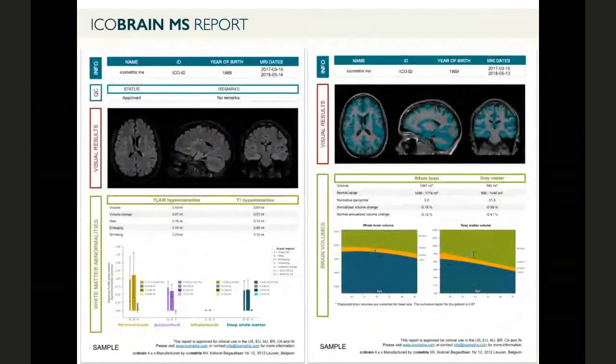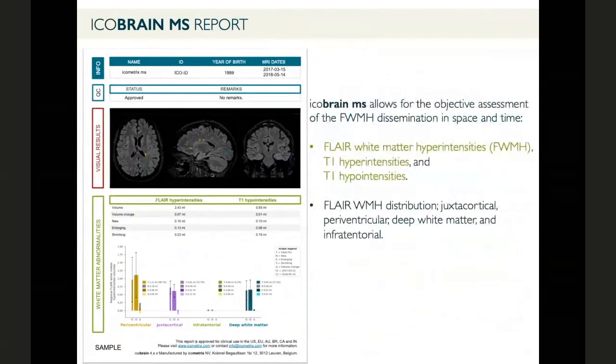This looks as follows. Our icobrain MS report consists of 2 pages and will first focus on the first page, which really focuses on the white matter abnormalities. So every page consists of the info section where you can find some information on the patients, which MRI dates are included, and also the year of birth of the patient as a reference. We also have a QC section incorporated in all our reports, which indicate the quality of the original data and the segmentations and their effect on the interpretation of the volumes.